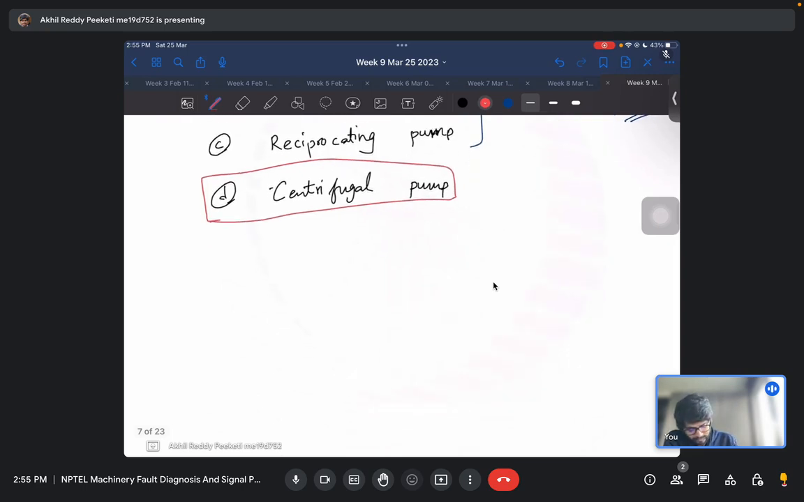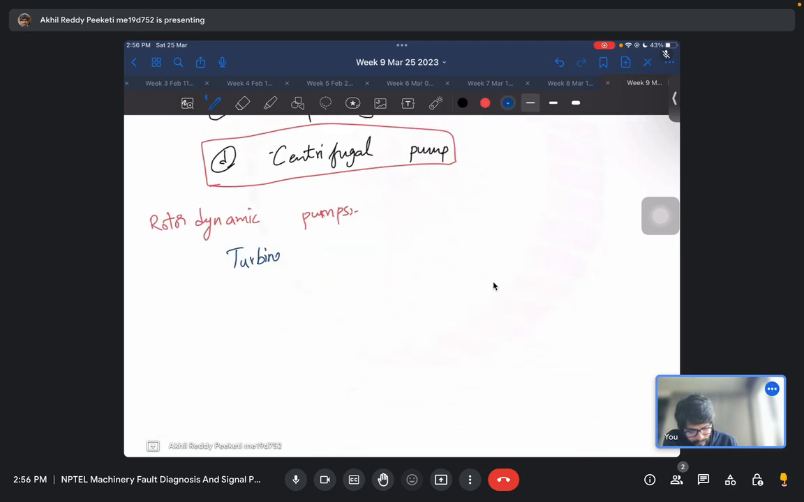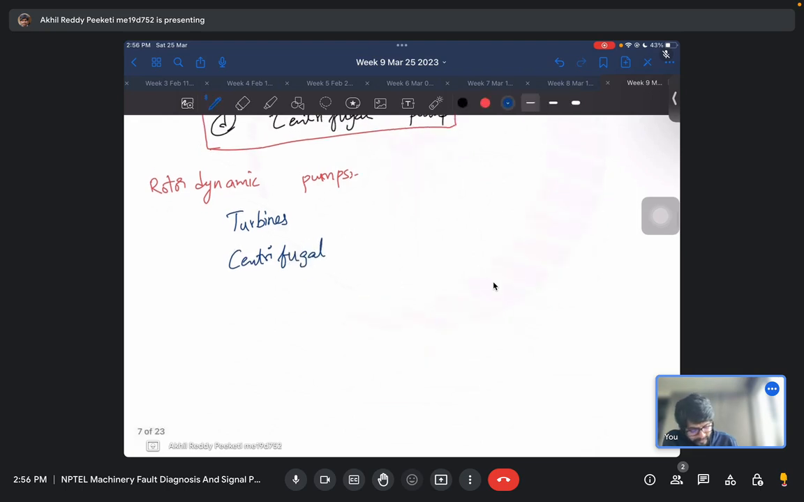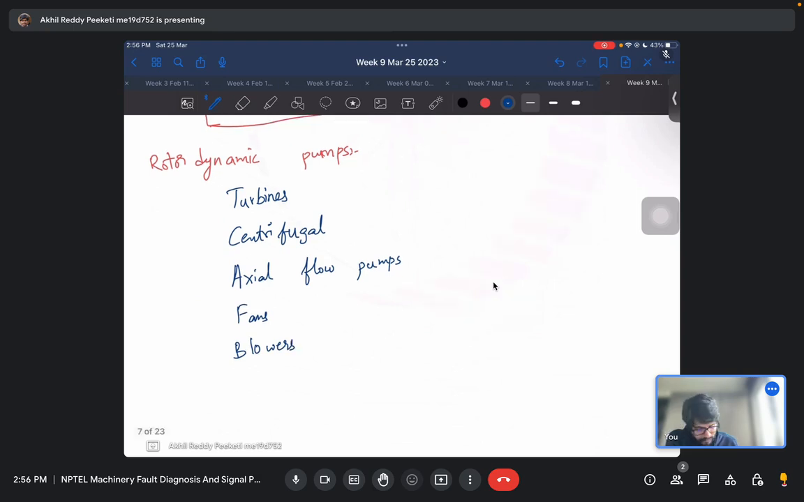So to be sure, rotor dynamic pumps are the following. You have turbines, centrifugal pumps, axial flow pumps, fans, blowers, and rotary compressors. So these all are examples of rotor dynamic pumps.